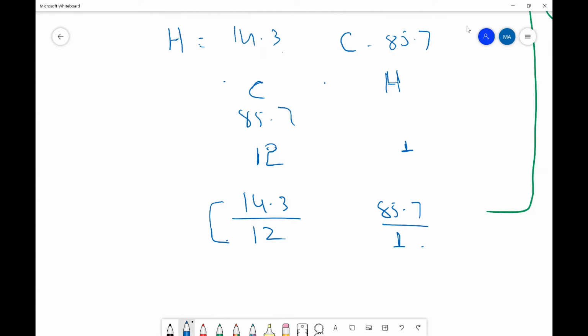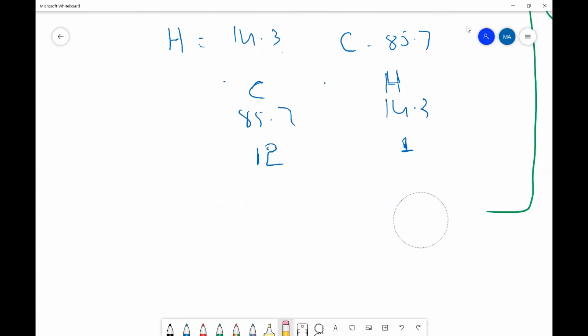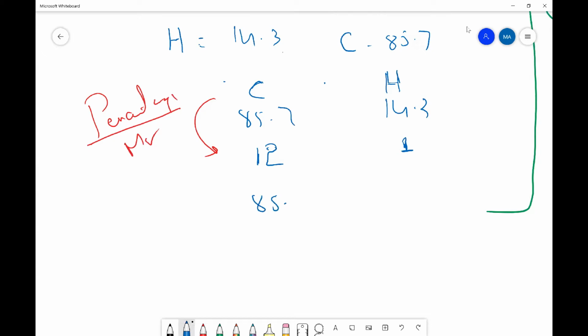85.7 and 14.3. Okay, now what you're going to do here is divide the percentage with the MRs. This is the step: percentage over the MR. So percentage of carbon is 85.7 and MR is 12. Hydrogen is 14.3, MR is 1. So can you use a calculator and tell me what's the answer for 85.7 over 12?